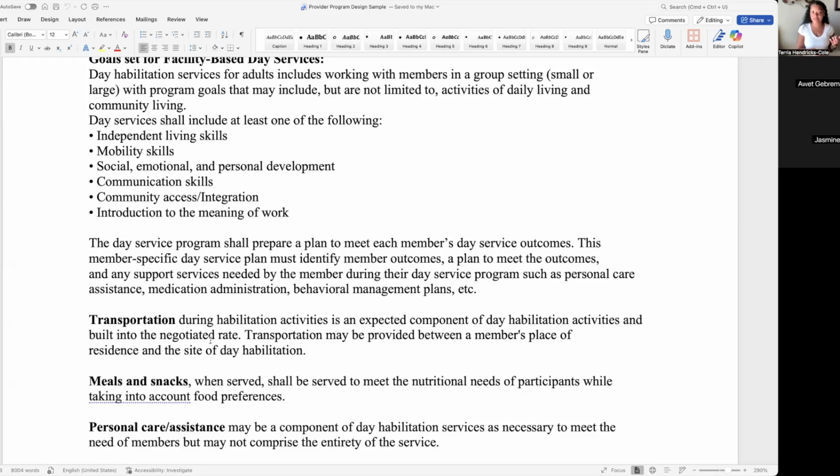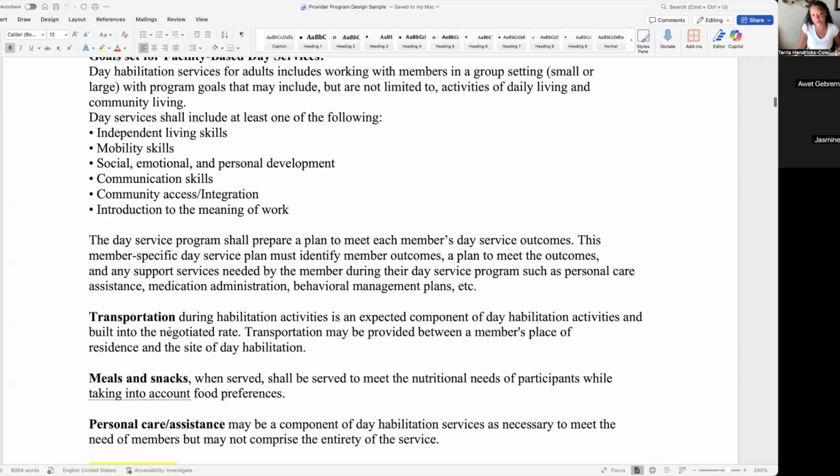But transportation is a reimbursable service that you can offer. Sometimes the reimbursement doesn't equate to what you're spending out when it comes to transportation. But if it does, this is a great service to add on.